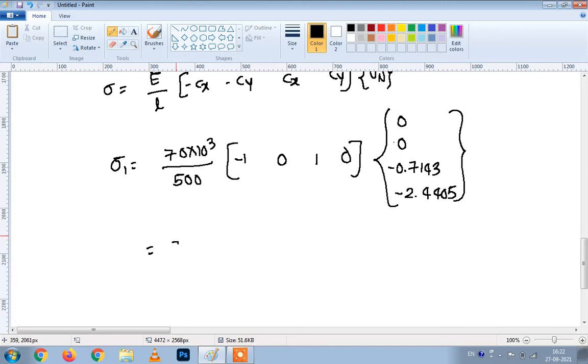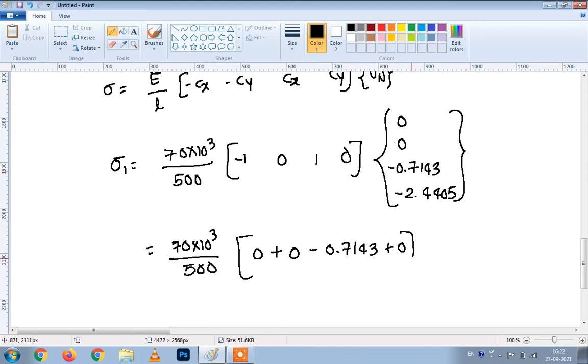So now we have to simplify this. 70 into 10 raised to 3 divided by 500, I will write down as it is, into, now we will multiply these two. So minus 1 into 0, plus 0 into 0, plus 1 into minus 0.7143, and this particular value will also become 0. So simply multiply these two and you will get the value as minus 100 Newton per mm square.